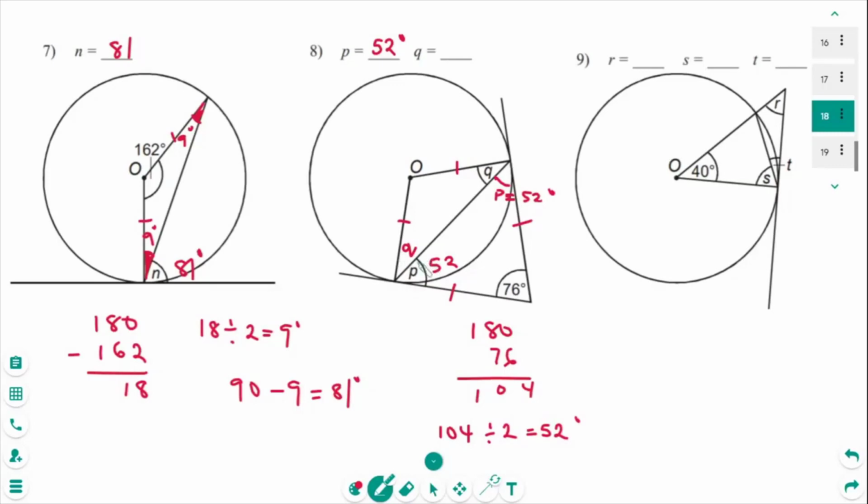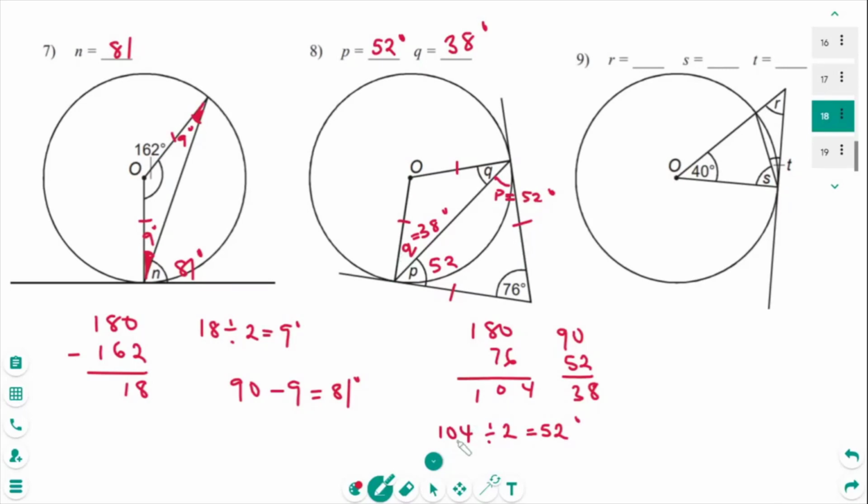So the whole angle here is going to be 90, meaning that angle P and Q add up to 90. So to find angle Q, you subtract 52 from 90. So 90 minus 52 gives you 38 degrees. So angle Q is 38 degrees. That was very smart, right?